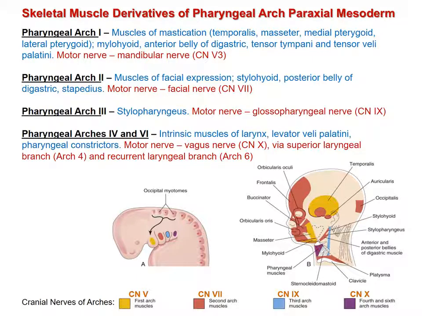Arch 3 mesoderm gives rise to only one muscle, the stylopharyngeus muscle, which is a muscle of the pharyngeal wall. It is innervated by the cranial nerve of this arch, the glossopharyngeal nerve, or cranial nerve 9.